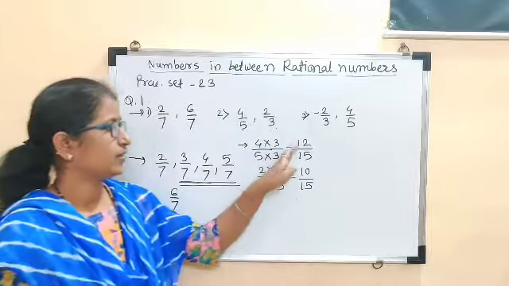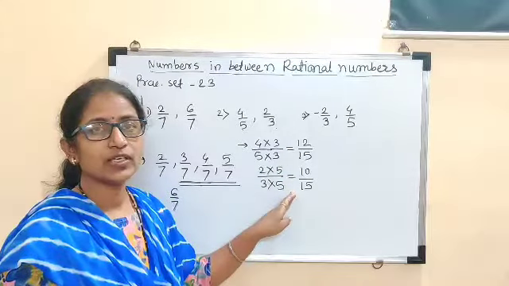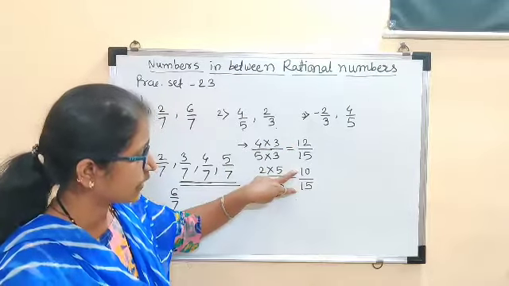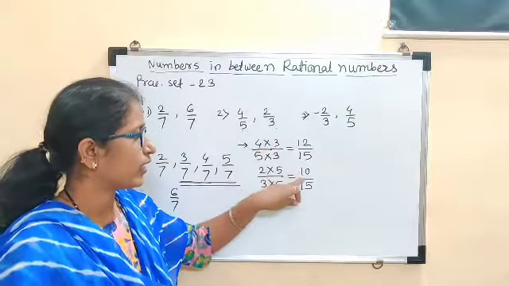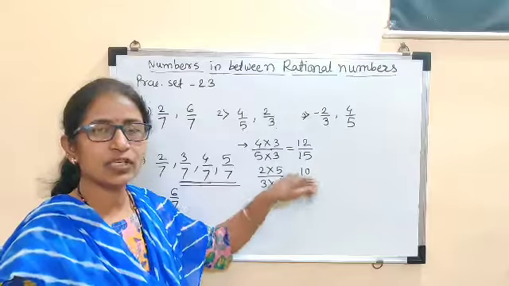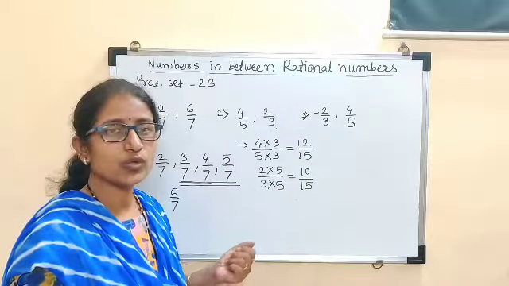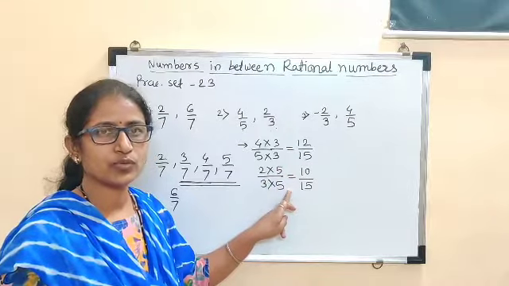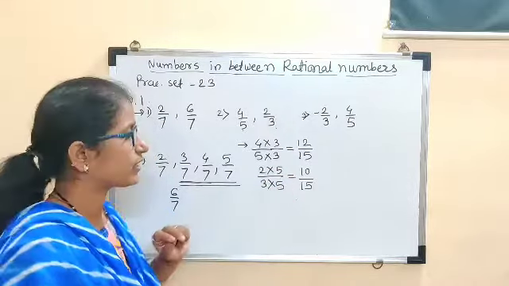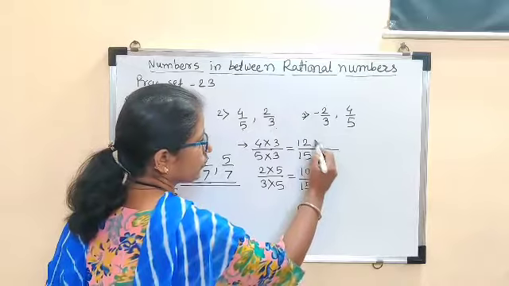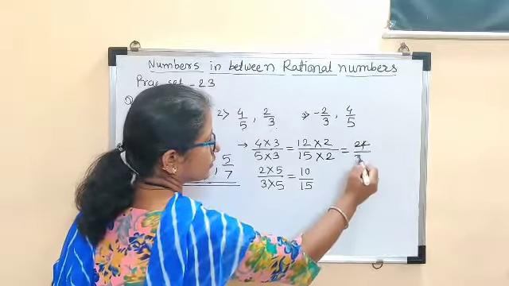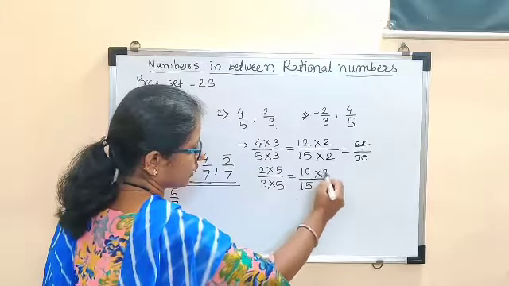Still there are not three numbers between these two. 12 upon 15, 10 upon 15. So 12, 10. After 10 comes 11, only one in between. So what to do in the next step? Again you multiply both fractions by 2. 12 into 2, 15 into 2: 24, 30. Here also you multiply by 2.